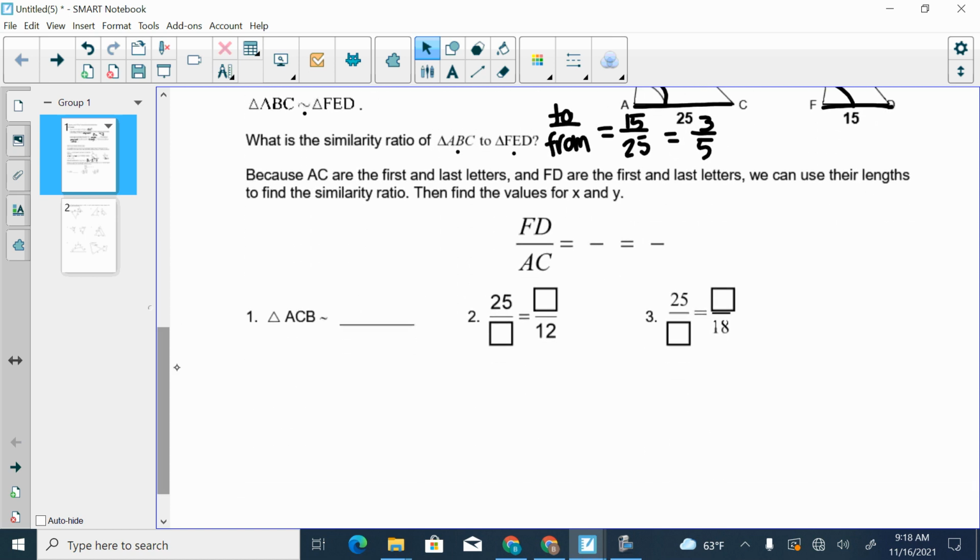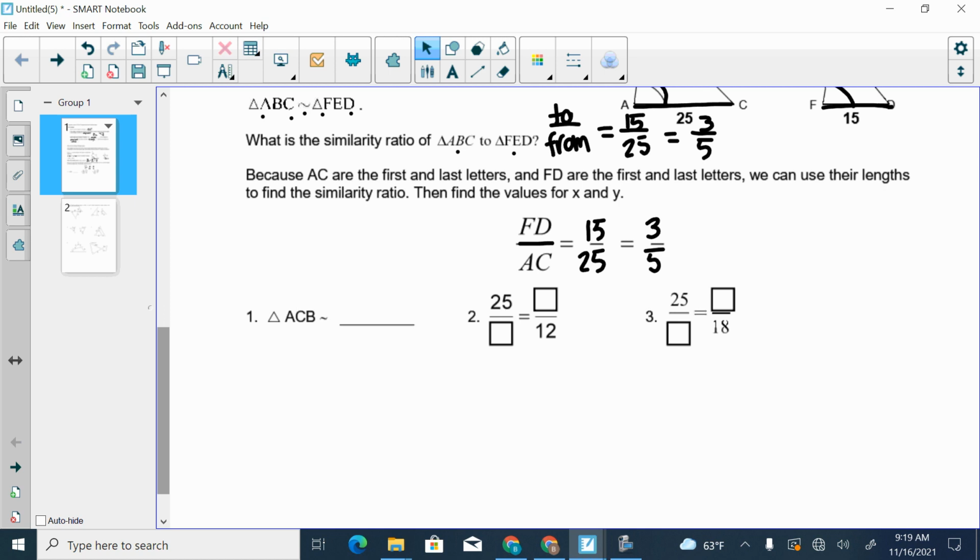It says because A and C are the first and last letters in the triangle, and F and D are the first and last letters in the triangle, we can use their lengths to find the similarity ratio and the values for X and Y. So again, they reminded us we would do FD over AC since we're going to FED. We would set it up exactly like we just stated above, 15 over 25, which simplifies to 3 over 5.